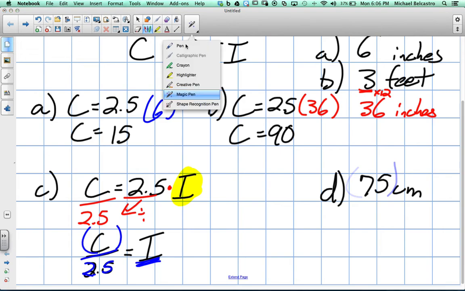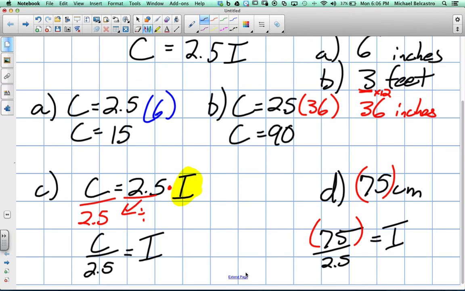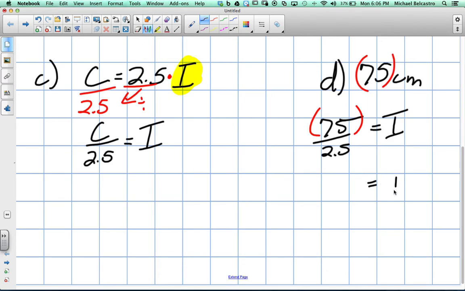Okay, so let's do that part D. 30 inches. Is that what it is? Yep. Perfect. So 75 divided by 2.5, so we just replaced our C with 75 is equal to I. Okay. So I is equal to how many? 30. Okay. And what's the last one?